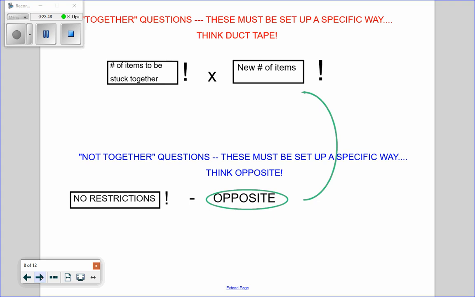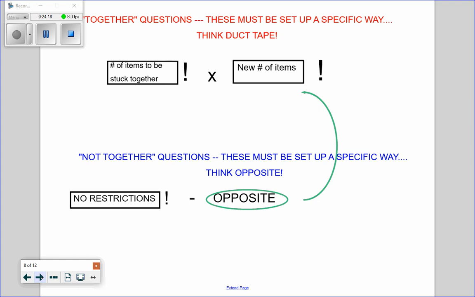Here is what I need you to know. This formula, just like the repeats formula, is not on the formula sheet. You simply have to know it. So I just handed this out to you before we started. When you see the words together, I need you to literally think duct tape. You're going to stick these items together. In other words, you're going to create a Scrabble tile where those elements are stuck together.